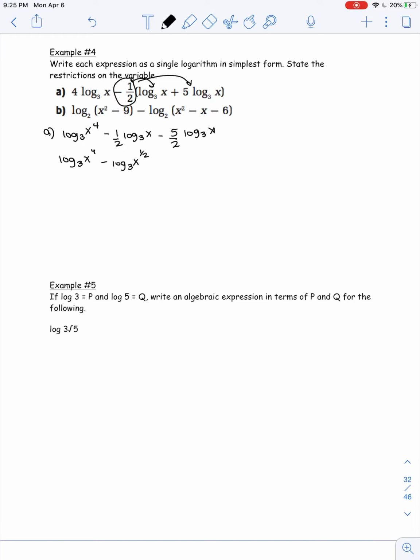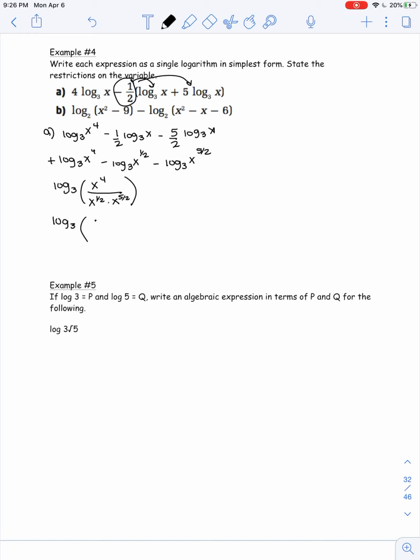Leave the negative, log base 3 of x, and then we're going to write 1/2 as a power. Minus log base 3 of x, and 5/2 is the power. Now, whenever we have subtractions, those go to the bottom. This addition of log goes to the top. So all of these become one single logarithm when we do these quotient and product laws. So we're going to have x to the power 4 at the top, and we're going to have both x to the 1/2 and x to the 5/2 at the bottom of the fraction.